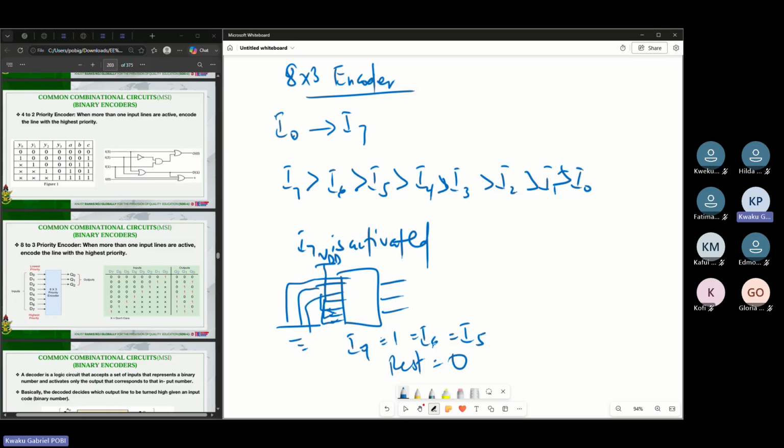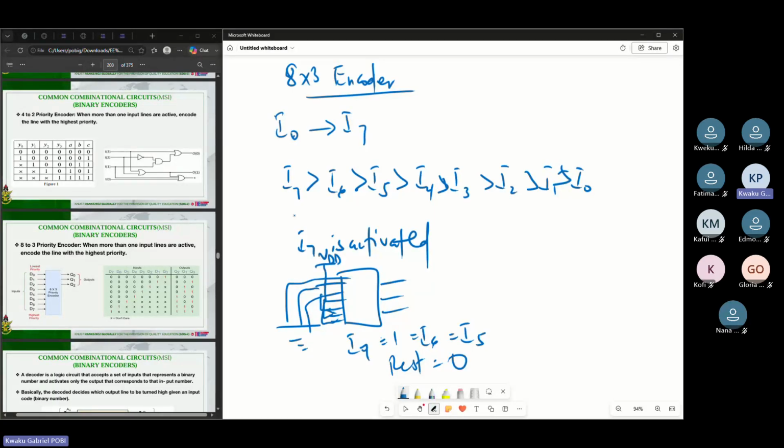So we give priority to certain inputs over the others. Here, what that means is we'll go back to our priority criteria that we've defined for this. Then we check if I7 is activated, I6 is also activated, and I5 is also activated at the same time. Which of them should we give priority to? Which of them should come first? In a way, which of them should we output at a time?